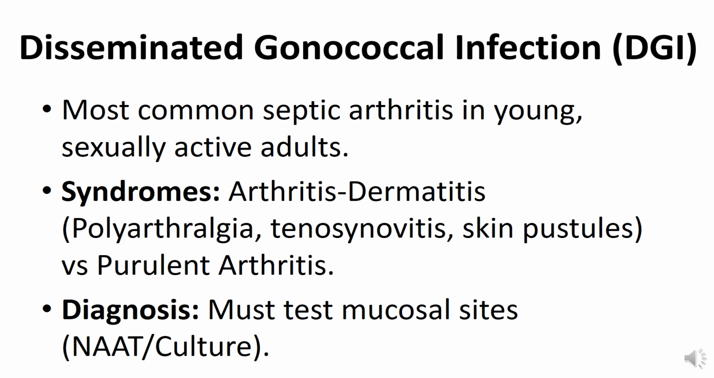Diagnosing disseminated gonococcal infection requires looking beyond the affected joint. Joint fluid cultures may sometimes be negative because the bacteria can be difficult to isolate from synovial fluid. This is why testing mucosal sites is essential. Samples should be obtained from the cervix, urethra, rectum, and pharynx based on the patient's sexual history and exposure risks.